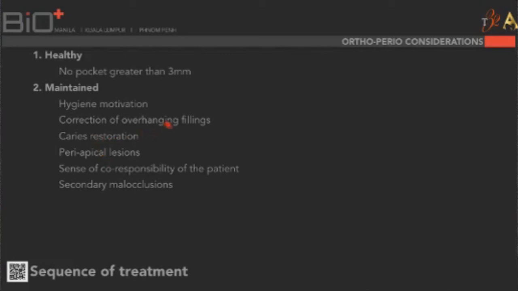There must be a correction of overhanging fillings, making sure that all those areas are without overhangs. Caries restoration, periapical lesions are fixed and healed, and there must be a sense of co-responsibility of your patient with the whole treatment and secondary malocclusions.